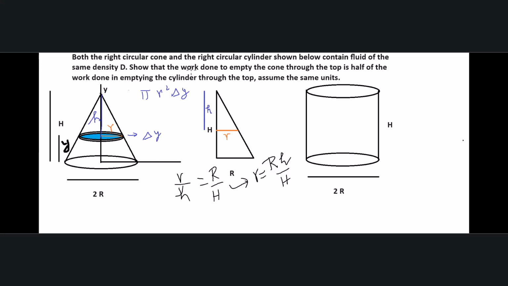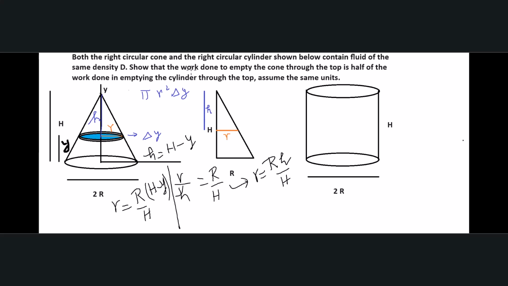Now, if you notice this here, how much is small h? That is capital H minus y. So what we got is that our r is going to be R over H times capital H minus y. So that's going to be the radius r.